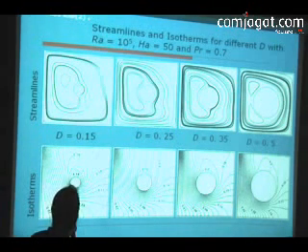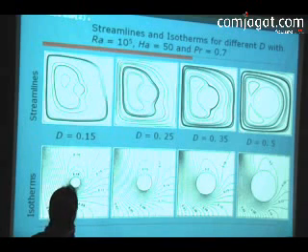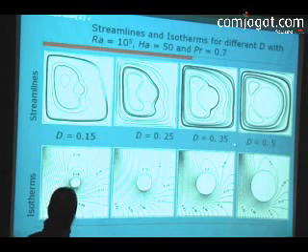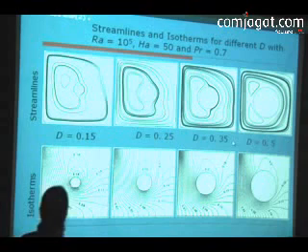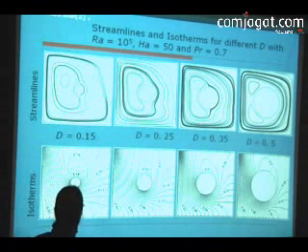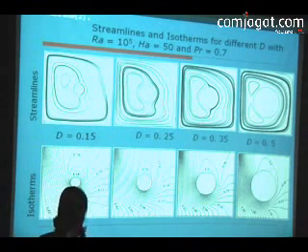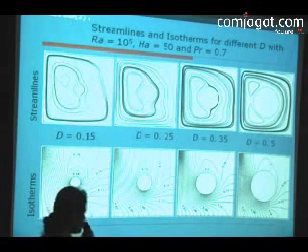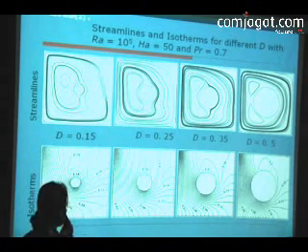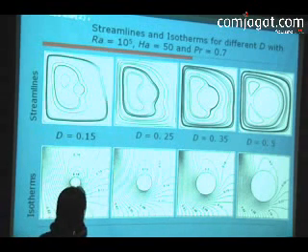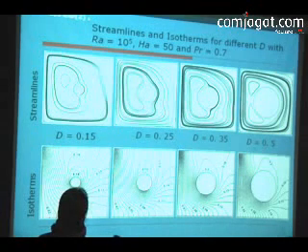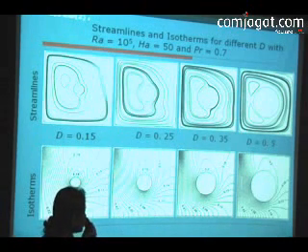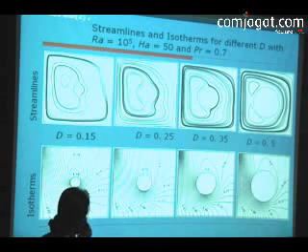This figure shows the streamlines and isotherms for different diameter D of the body at the center. When the diameter is lowest, the recirculation cell appears with a small vortex at the right top corner. With increasing diameter, this cell becomes more powerful, and finally two inner cells are formed for the highest diameter.